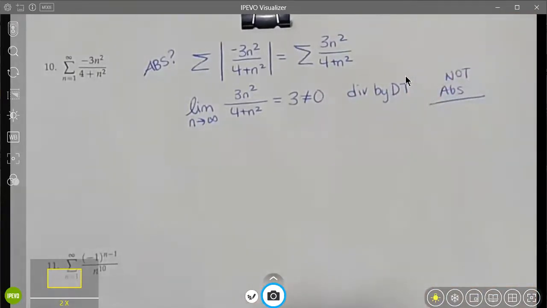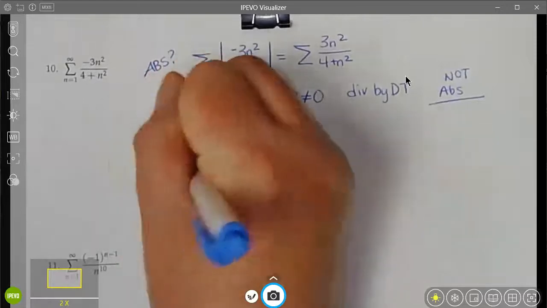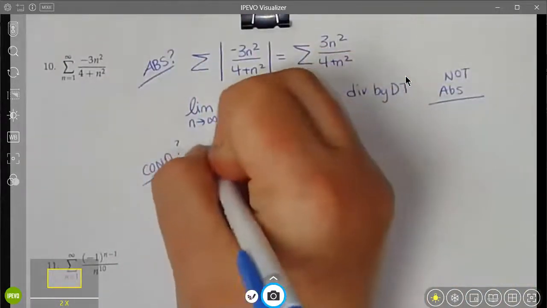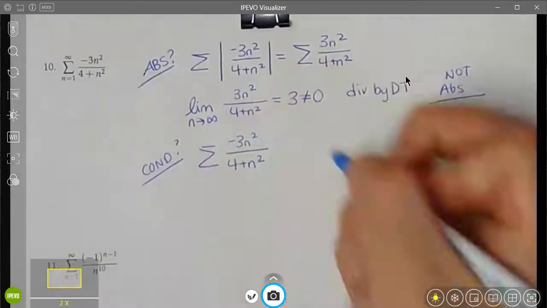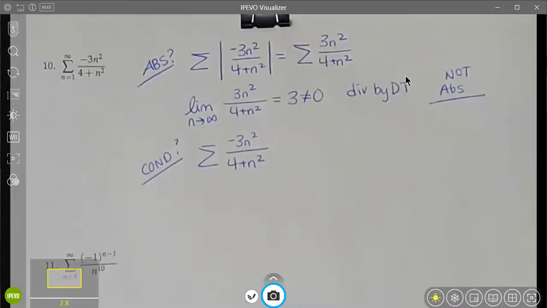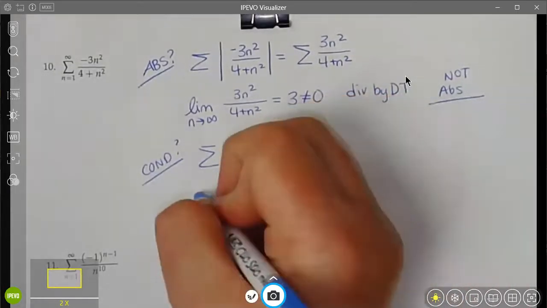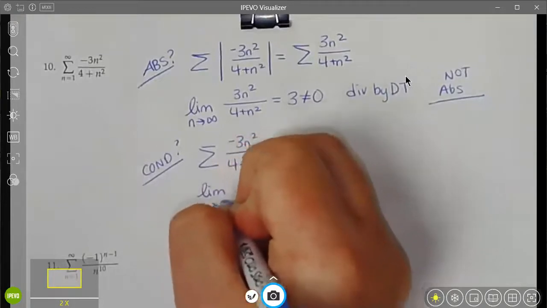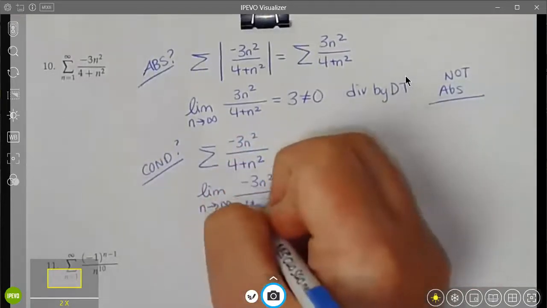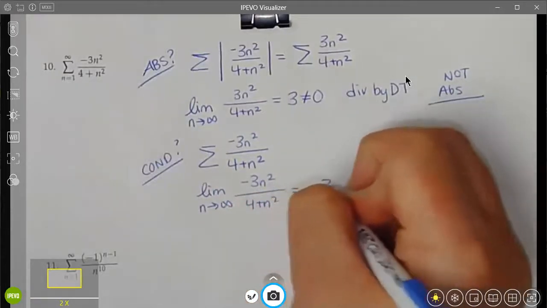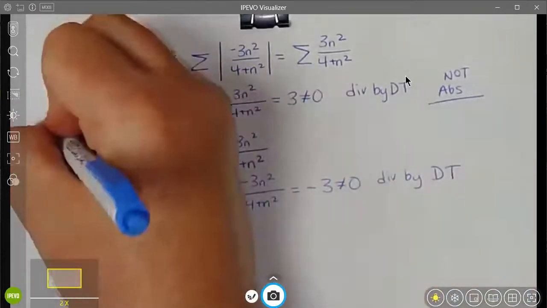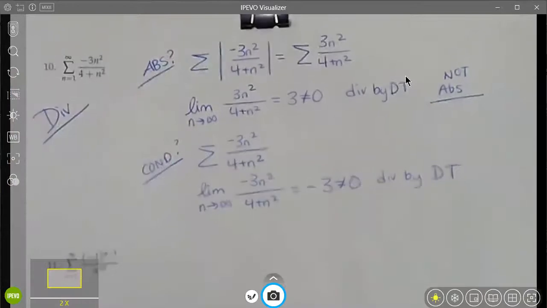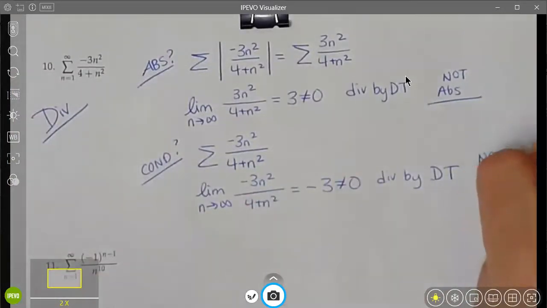All right, so let's try for conditional convergence. See if we can get that. Under conditional convergence, I'll keep my original series, -3n squared over 4 plus n squared. Again, not geometric and not a p-series. And I bet it's going to fail the divergence test. So I have the limit as n goes to infinity of -3n squared over 4 plus n squared, which is -3, and that's not 0. So this diverges by the divergence test. Overall this thing diverges. We can't get conditional or absolute convergence out of this.